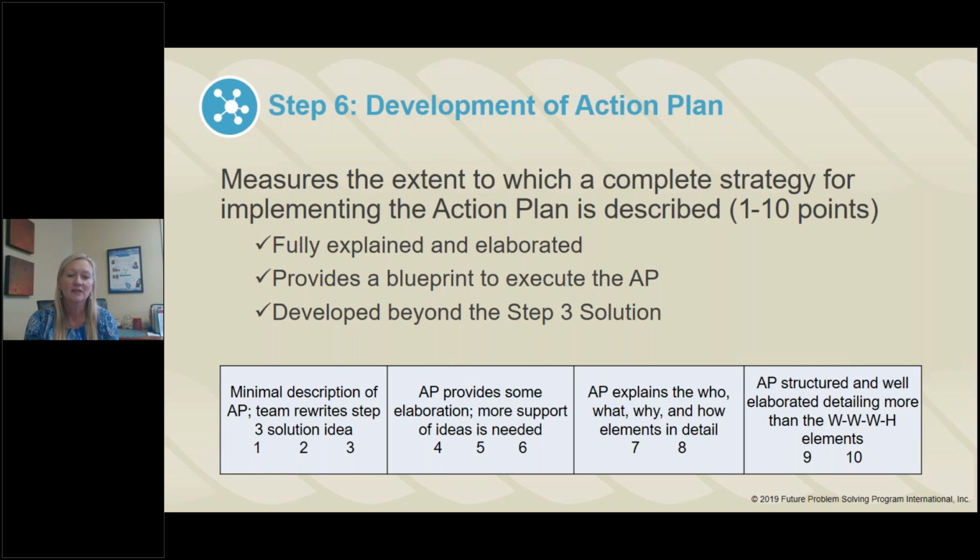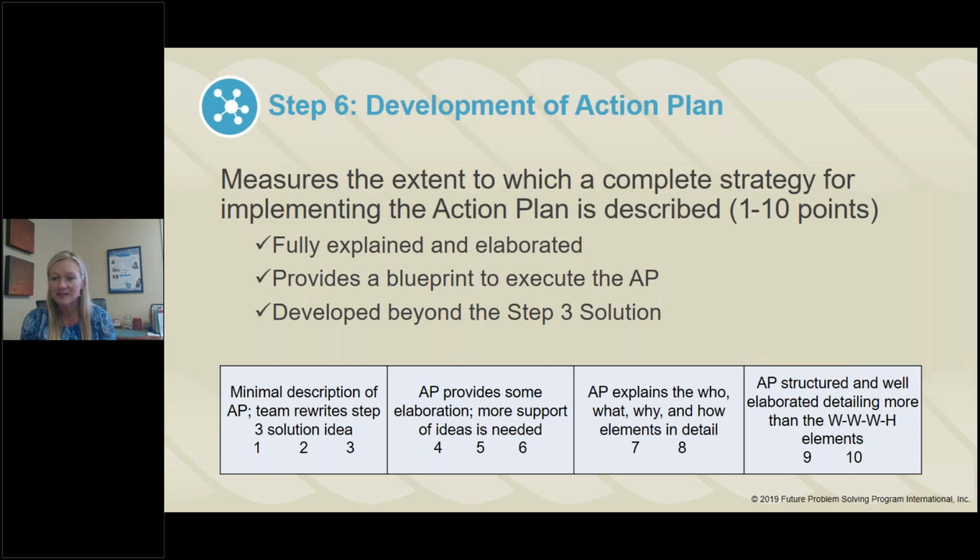If you feel yourself as an evaluator wondering, how is this going to work out? Or who are they going to get to help support them on this? Or, wow, they have a lot of things in their plan, but I'm not quite sure what they're going to do first or how long the other items are going to take. You feel yourself asking these questions, then you surely needed more support of ideas, and that would score in the 4, 5, 6 range. If the students really provide very little elaboration beyond that step 3 solution, they're going to score in the lower 1, 2, or 3 range.